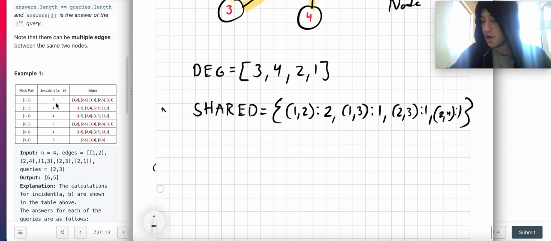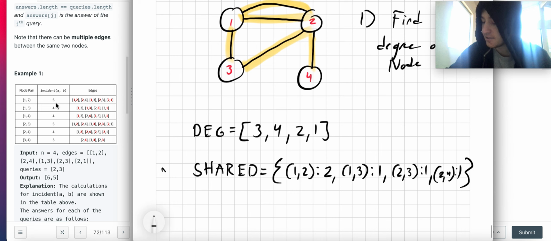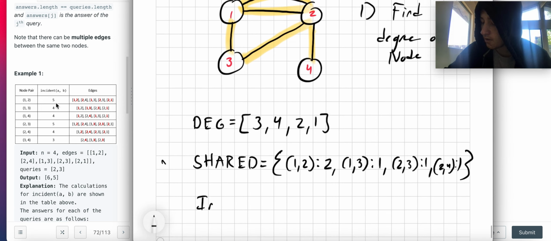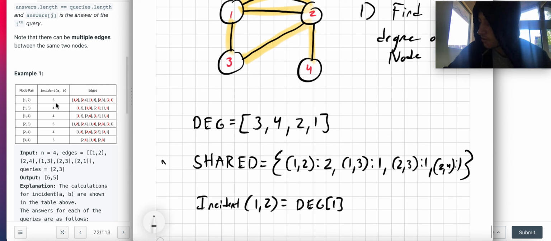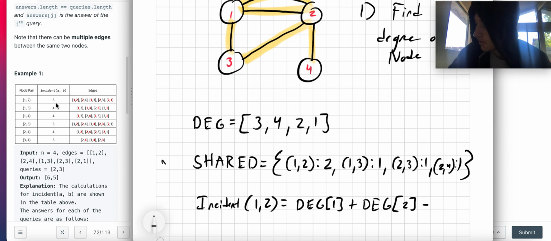So if I wanted to know what's the incident of 1 and 2, well, that equals the degree of 1, I'm just doing the formula we did before, plus the degree of 2 minus shared 1, 2.